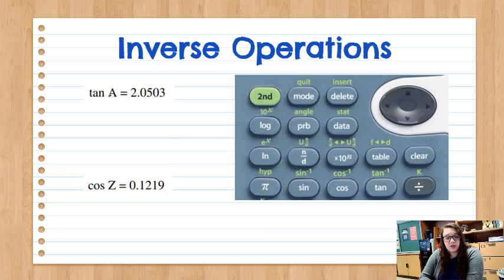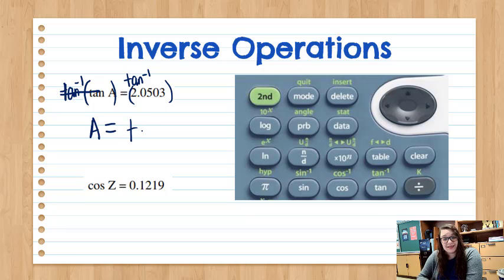Anyway, so to get rid of tangent, we have to do inverse tangent to both sides. And it looks like this, tangent to the -1. Weird, I know. So on the left, I'm going to take tangent to the -1 of both sides, and on the right, I'm going to take tangent to the -1 of both sides. So inverse tangent of tangent A cancels. There's the cancel. A is now by itself, and on the right, I have inverse tangent of 2.0503.